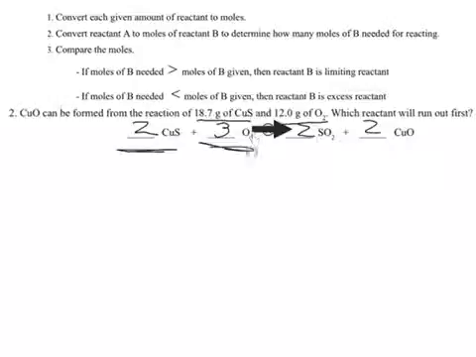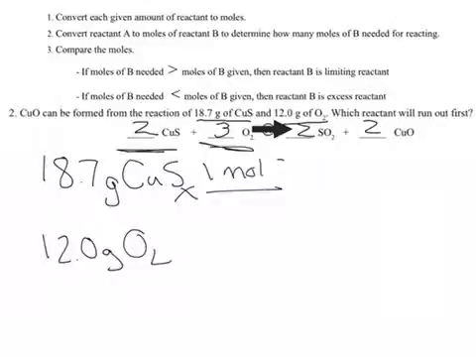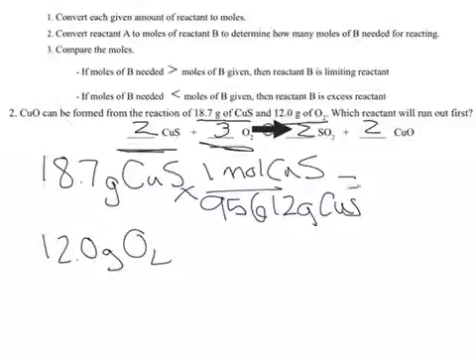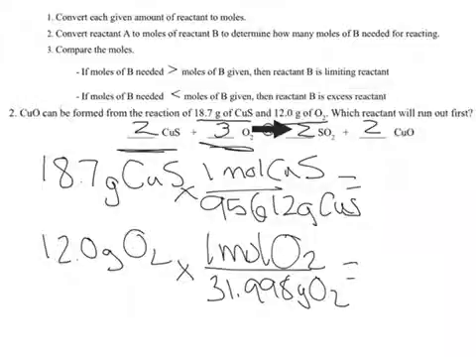Here's our two reactants, copper sulfide and oxygen, O2. So I'm going to say I have 18.7 grams of CuS, and I have 12 grams of O2, and I'm going to use the molar mass of each one to convert it to moles. All right, so there's the molar mass there. And remember, this is O2. So for O2, you take the molar mass of one oxygen and multiply it by 2. All right. So I plug that into my calculator, get my moles of each reactant.